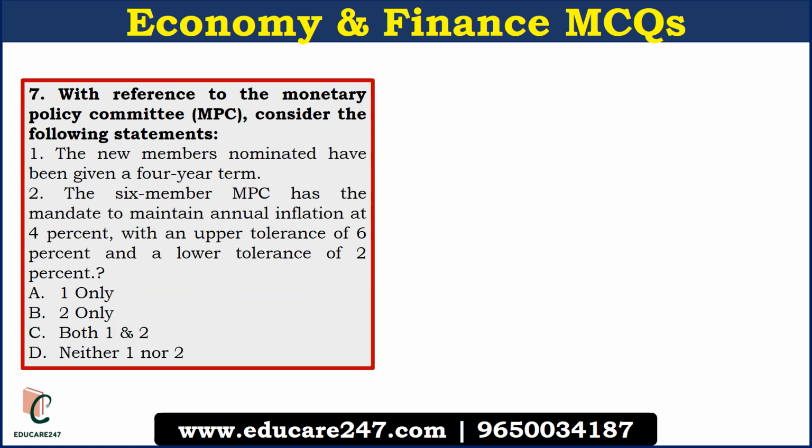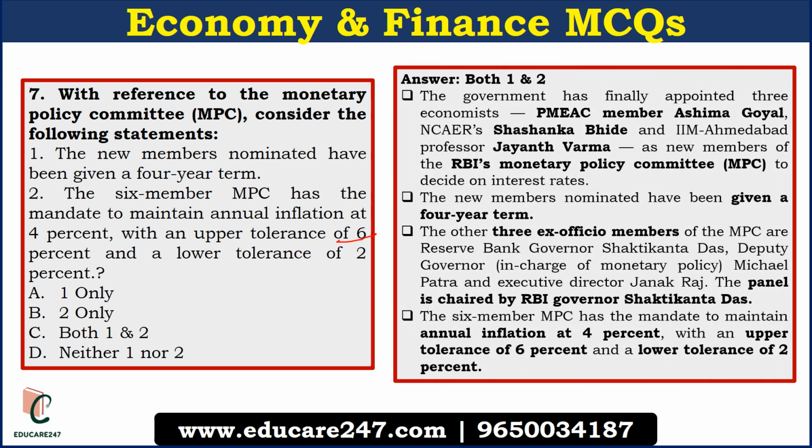The next question is, with reference to the Monetary Policy Committee, consider the following statements. The first statement is, the new members nominated have been given a 4-year term. The second statement is, the 6-member Monetary Policy Committee has the mandate to maintain annual inflation at 4% with an upper tolerance of 6% and a lower tolerance of 2%. The answer is both 1 and 2. Both 1 and 2 are correct.